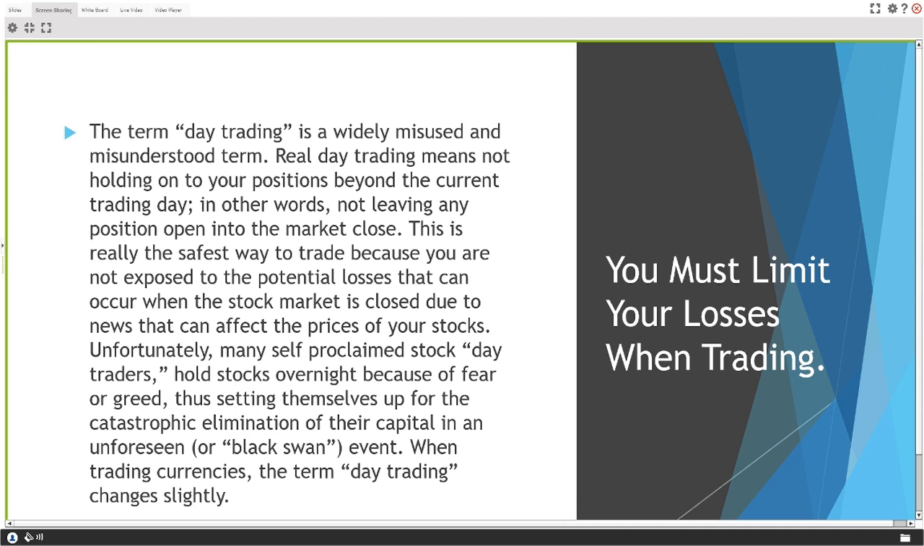The term day trading is a widely misused and misunderstood term. Real day trading means not holding onto your positions beyond the current trading day. In other words, not leaving any position open at market close. This is really the safest way to trade because you are not exposed to potential losses that can occur when the stock market is closed due to news that can affect the prices of your stocks. Unfortunately, many self-proclaimed stock day traders hold stocks overnight because of fear or greed, thus setting themselves up for a catastrophic elimination of their capital in unforeseen or black swan events. When trading currencies, the term day trading slightly changes.